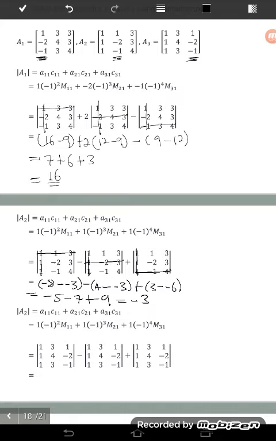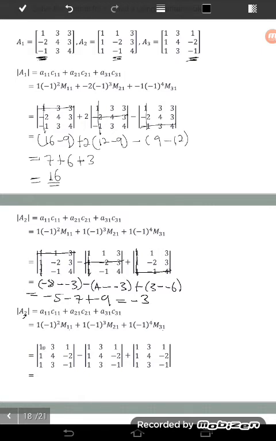Okay, so for this one, actually A3. For the A3, same, I use the first column. So element 1 times its cofactor. Element on row 2 column 1, which is 1, times its cofactor, and element in row 3 column 1, which is 1, and then times its cofactor. So 1 times negative 1 power of 2, positive 1. Positive 1 times negative 1 power of 3, negative 1, so negative. Positive 1 times negative 1 power of 4, which is positive.